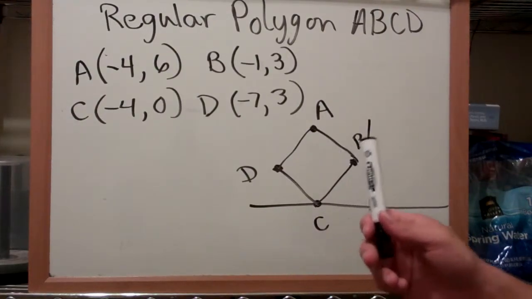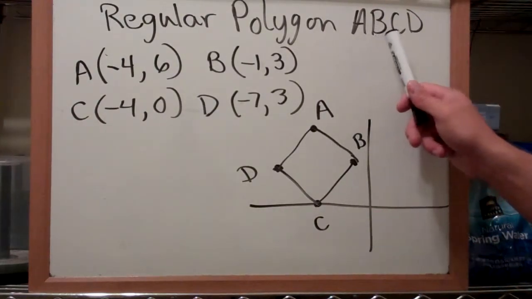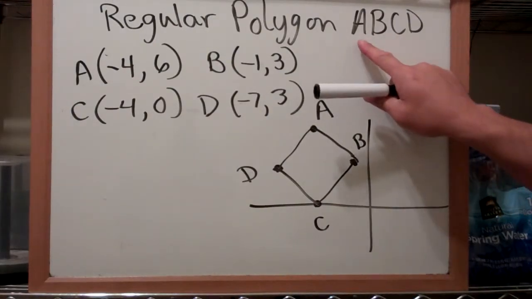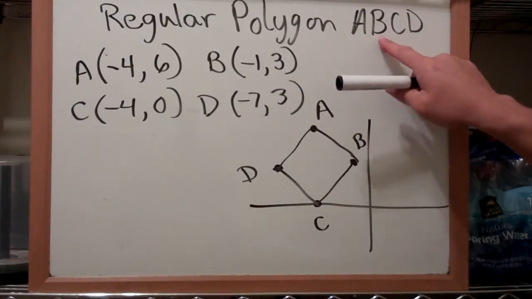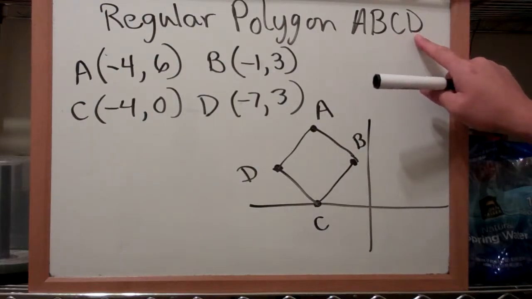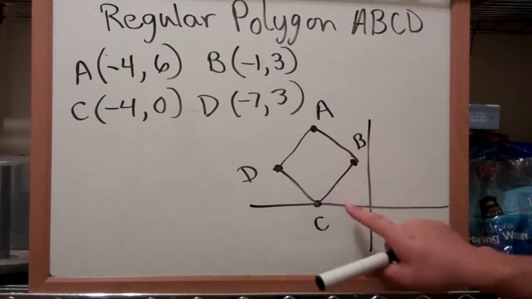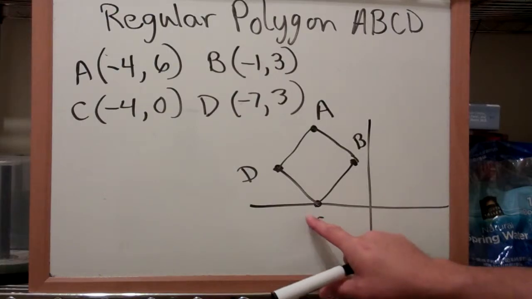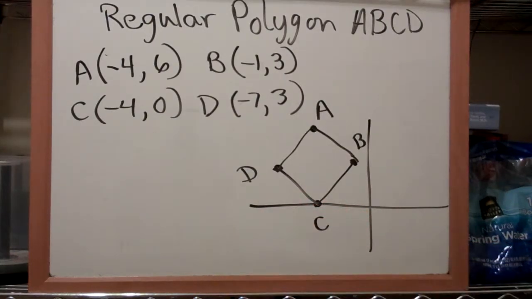So we want to take the length between 2 consecutive vertices, so from A to B, from B to C, or from D to C. So let's talk about how to find the distance of the one side of the square. We use the distance formula here.